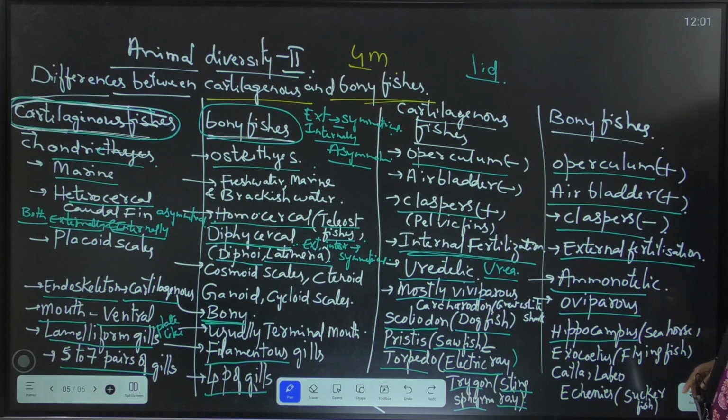This is commonly known as sea horse. In sea horse, the male consists of a brood pouch, in which parental care takes place. Parental care is seen in sea horse, Hippocampus.